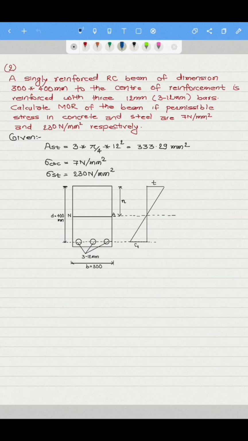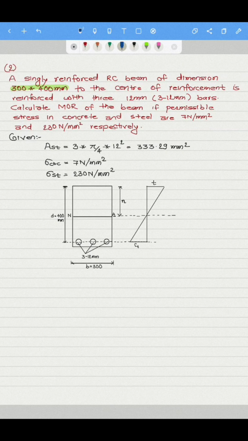Now let us move on to another problem. The problem says a singly reinforced RC beam of dimension 300 by 400 mm. So we are provided with the size of the RC beam, that is 300 by 400 mm, to the center of reinforcement. Here to the center of reinforcement means the depth that we are provided, that is the 400 mm, is to the center of the reinforcement.